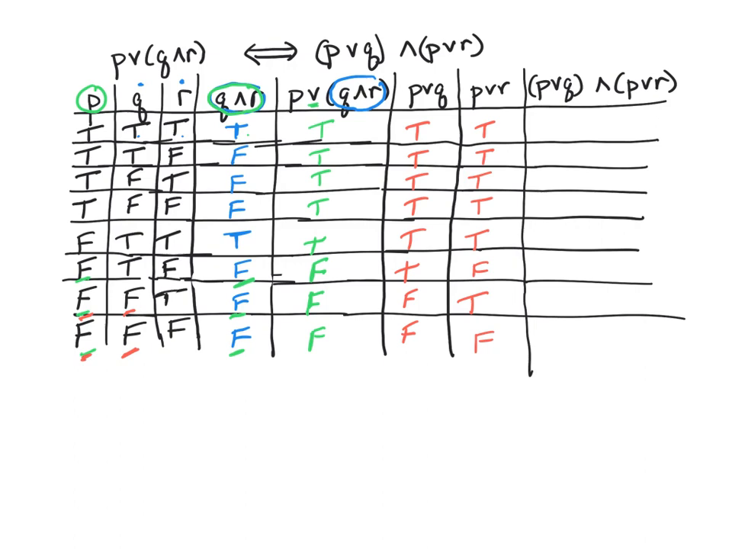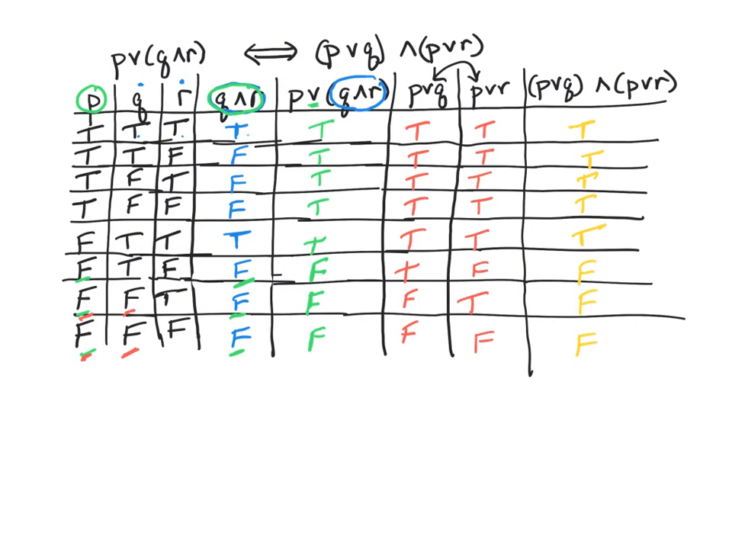And then finally, I combine these two with the word and. Let's see. If I put and between them, and is true only when they're both true. So I've got true here, true here, true here, true here, true here, but the others are false.